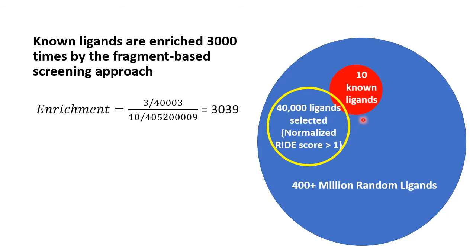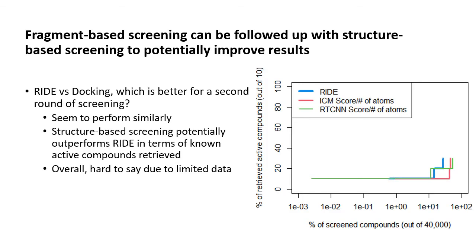Of these ligands screened, 40,000 random ligands and 3 known ligands had a normalized RIDE score greater than 1. Therefore, known ligands were enriched more than 3,000 times by this fragment-based screening approach for MDM2. The 40,000 random ligands and 3 known ligands retrieved from RIDE were then used to perform a second round of both fragment-based and structure-based screening to compare the two methods.